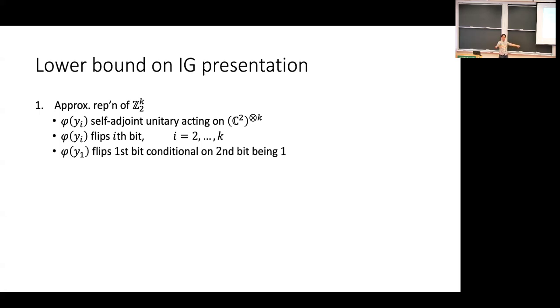Think of it as acting on k bits, and it's just going to flip the ith bit. So if the bit in the ith position was 0, it flips it to 1. If it was 1, it flips to 0. Okay, this is an involution. It's unitary. It's nice. And we're only going to do this for bits 2 up to k.